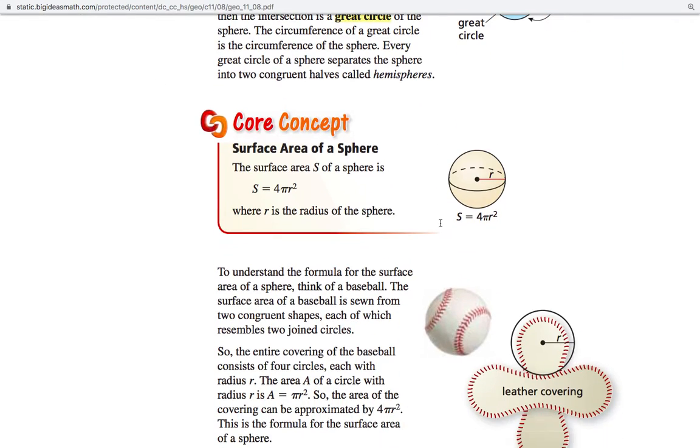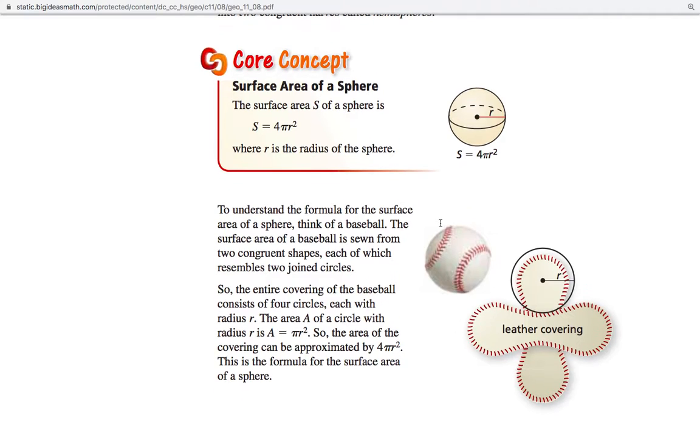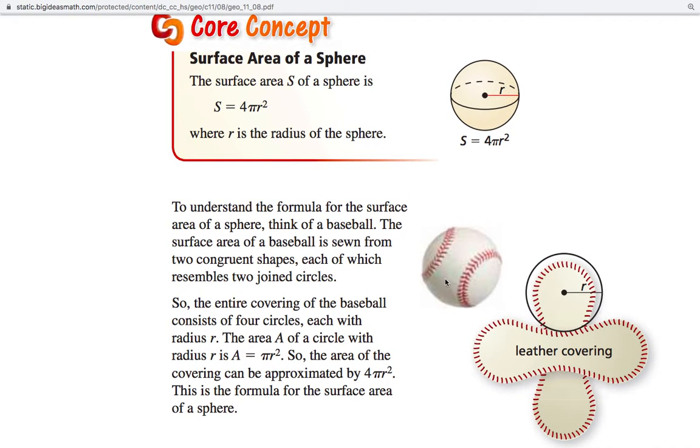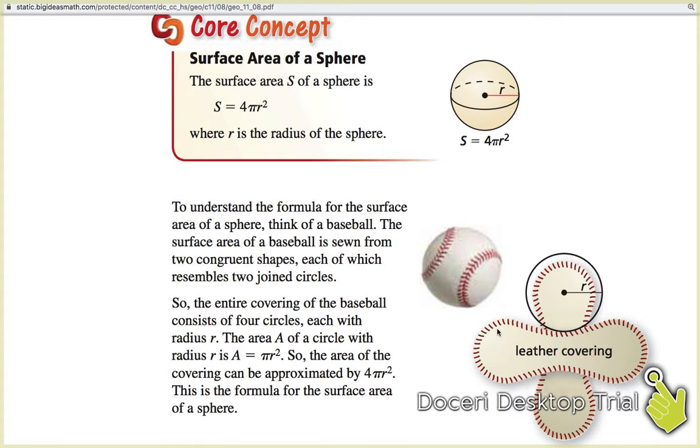If we look at surface area, they're going to try to show why this formula is the way it is by using a baseball or a softball. It sort of makes sense, sure. It's not exact though, so we gotta go with the formula. 4 pi r squared is the area of the surface. So just your radius, whatever your radius is, square it and times it by 4 pi.